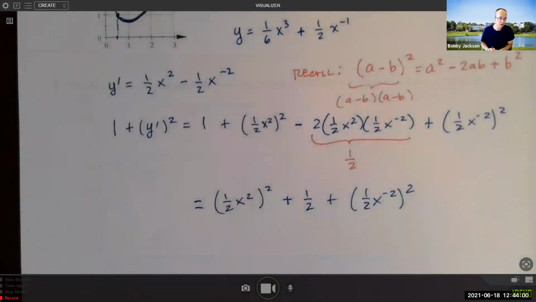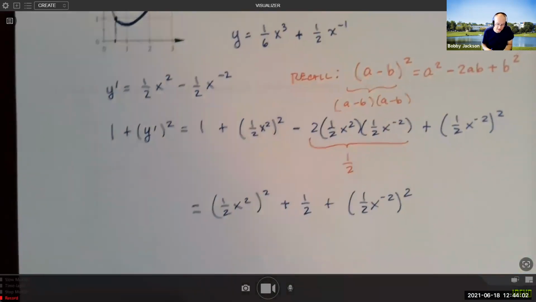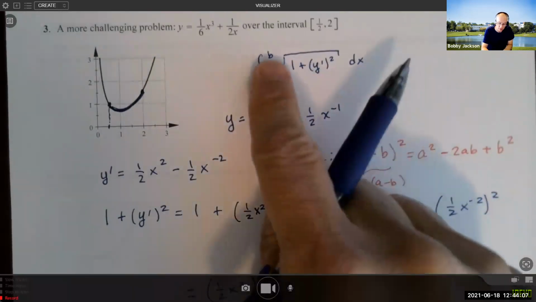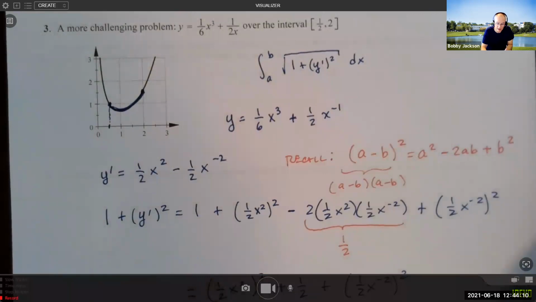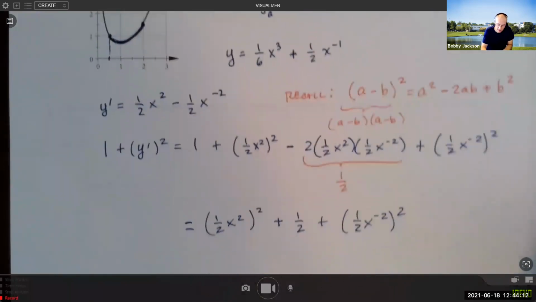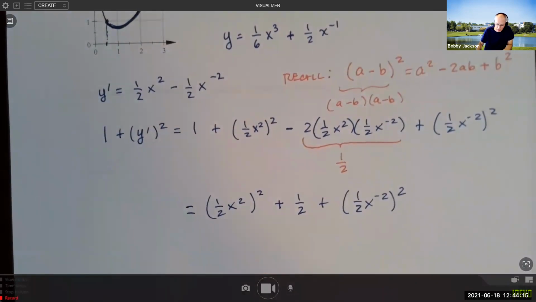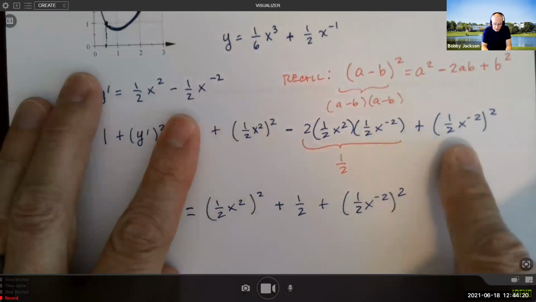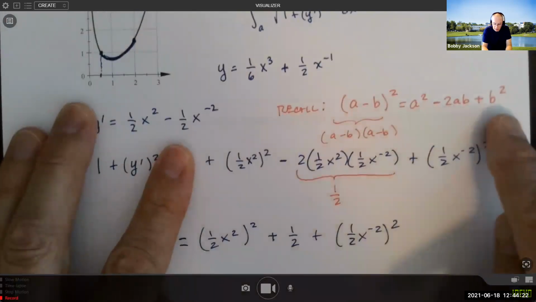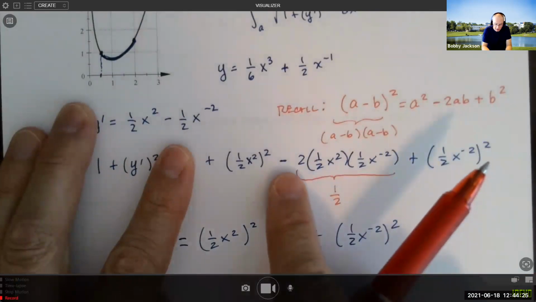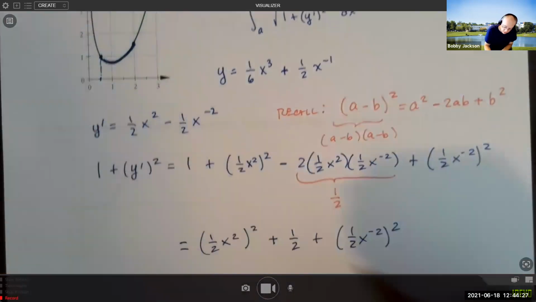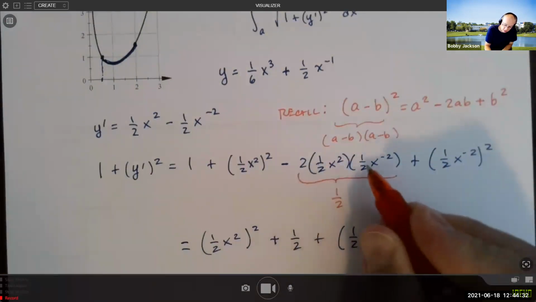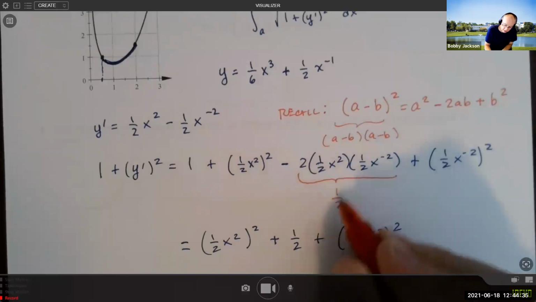But just take a minute, because remember, we're trying to simplify this in a way. If I can make this stuff under the radical a perfect square, the square root of a perfect square, we could simplify. And we can do that because notice here, I have now basically the same thing we had above, which was the a squared minus 2ab plus b squared, except the negative here has become positive. So in other words, this is the same as 2 times 1/2 x squared times 1/2 x to the negative 2. It's all 1/2, but it's now positive.